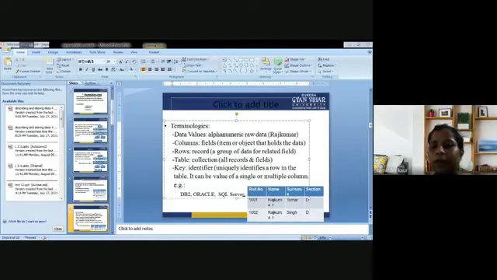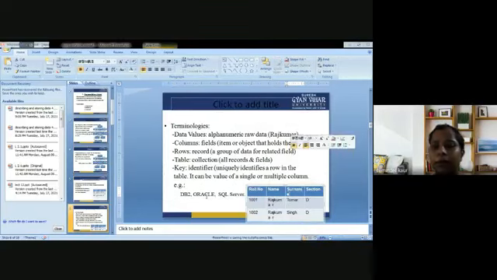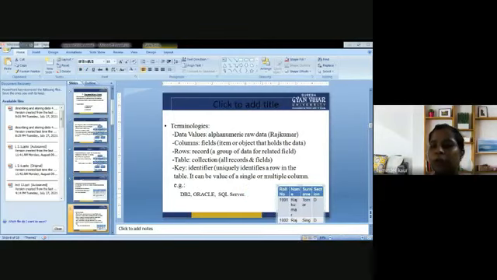Key, identifier. Your roll number is a unique key, because each student has a different, unique roll number. So this is the key identifier. It uniquely identifies a row in the table, and it can be the value of a single or multiple columns. For example, database systems like Oracle, SQL Server, you can use any database system to represent the same.